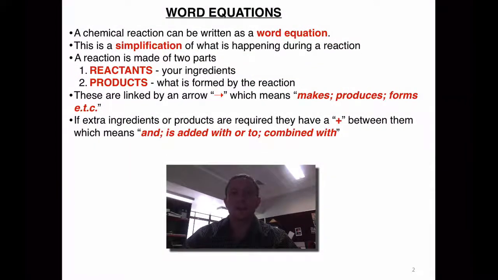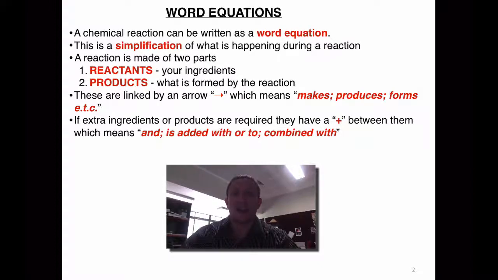Now basically a word equation is a simplification as to what is happening in the reaction. Just like you might do in maths, an algebraic equation, in chemistry we use word equations. Now, to build up the word equation, it's made up of two parts. On one side, the left-hand side, we always put the reactants. These are the ingredients, what we add to the reaction to make it work. On the right-hand side, we put the products. So that is what's formed after the reaction.